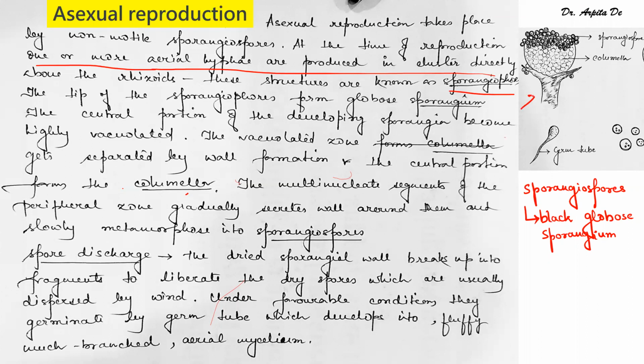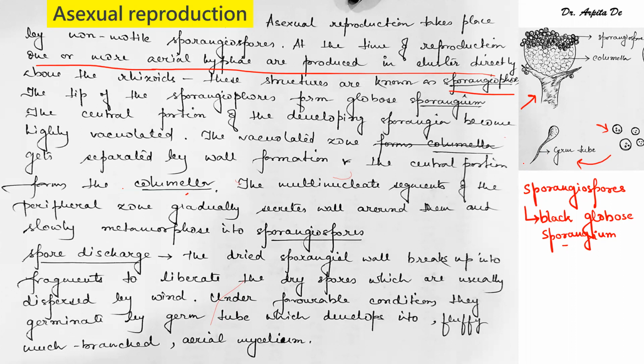Look at this picture. Under favorable conditions, it germinates by a germ tube, which develops into fluffy, much branched aerial mycelium. So these are the spores. See, when they get favorable conditions, they give out a germ tube. Understood? So this is how we come to an end of the asexual reproduction in Rhizopus stolonifer.